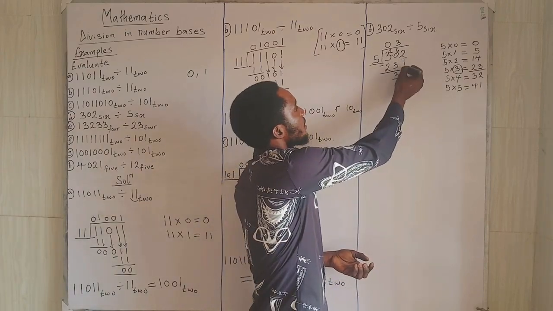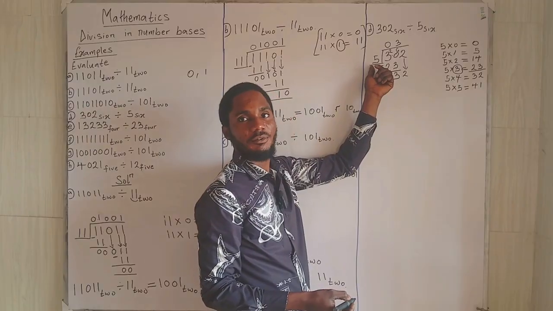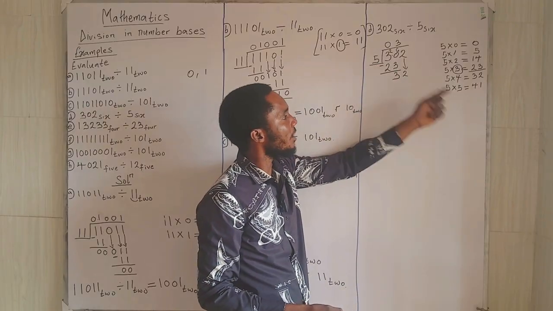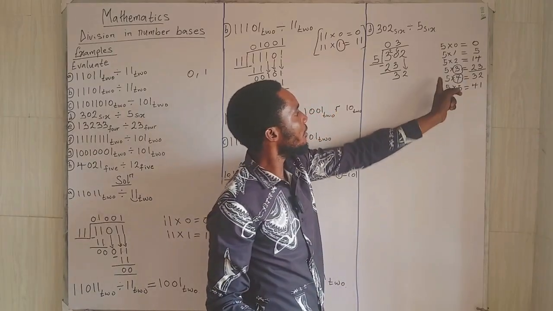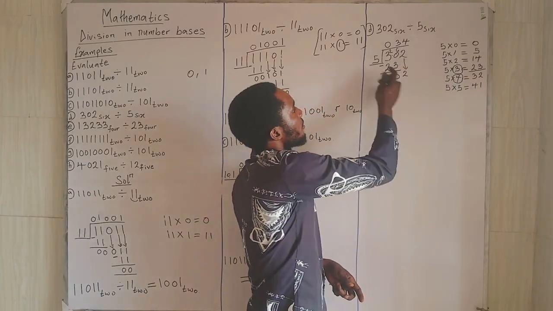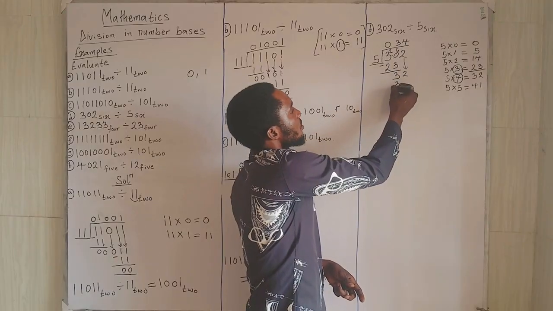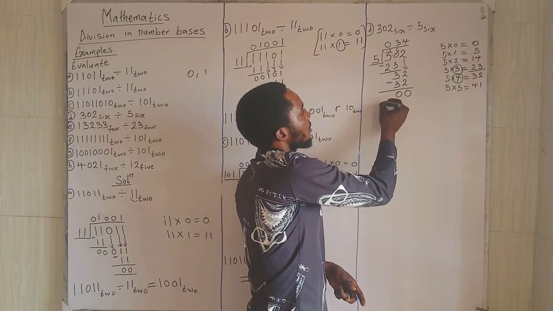We bring down the next digit, which is 32. 32 divided by 5, that is 4, because 5 times 4 is 32. We have this to be 4. 5 times 4, 32. Subtract. This is 0, 0.